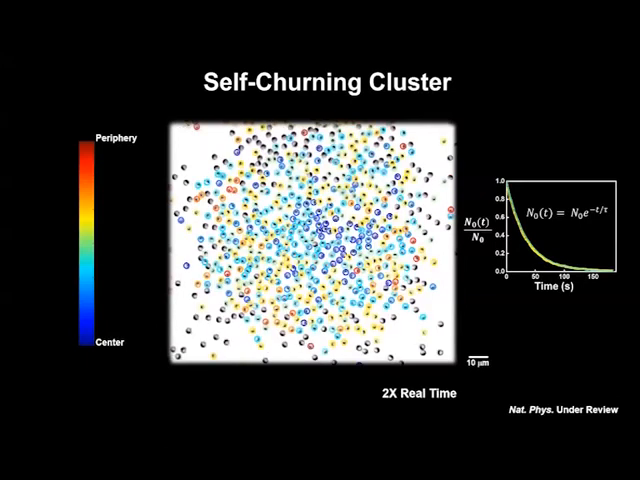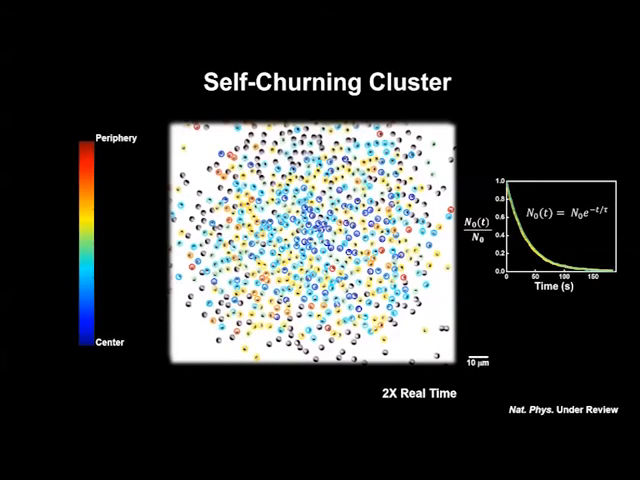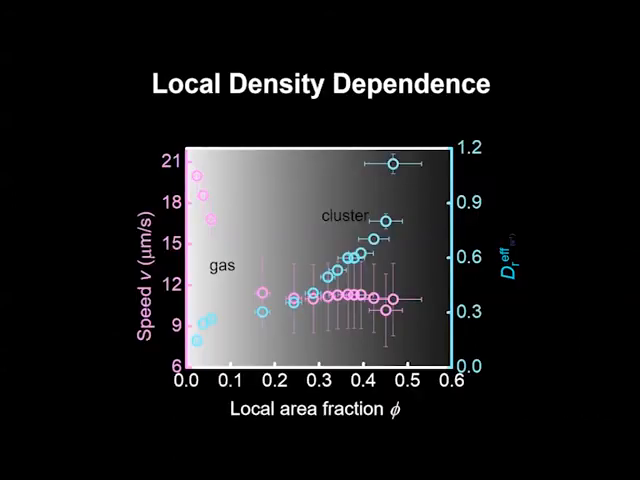We went on further to characterize the particle speed and rotational frequency according to their local area fractions. We can see that particles in the gas phase are moving faster than those in the cluster. But across different area fractions within the cluster, the particle speed doesn't really change much. In contrast, the rotational frequency, characterized by this effective rotational diffusion constant, increases monotonically with increasing local area fraction.